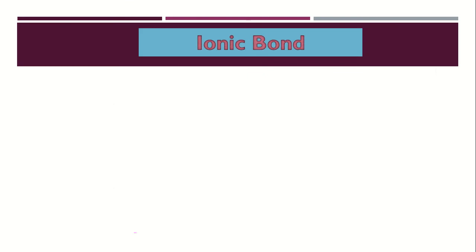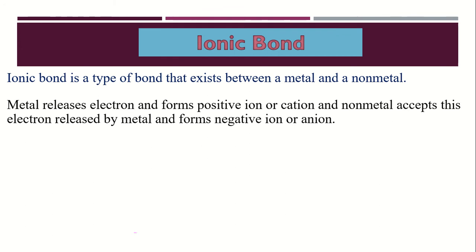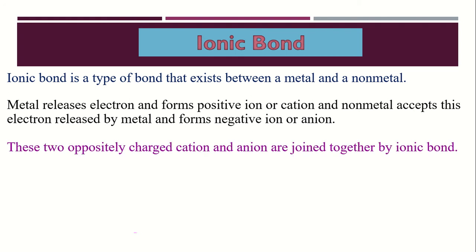What is ionic bond? Ionic bond is a type of bond that exists between a metal and a non-metal. Here, metal releases electron and after releasing electron, metal forms positively charged ion or cation. And non-metal accepts the electrons released by metal and forms negatively charged ion or anion. These two oppositely charged cation and anion are joined together by ionic bond.